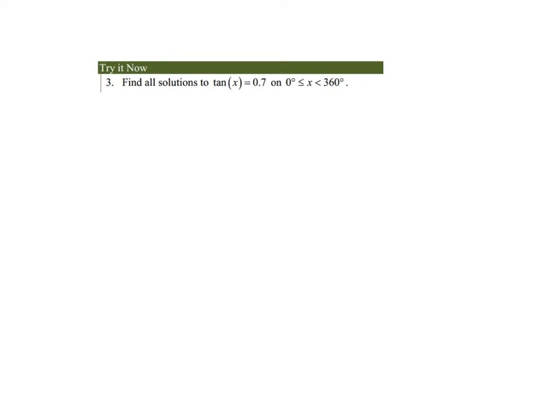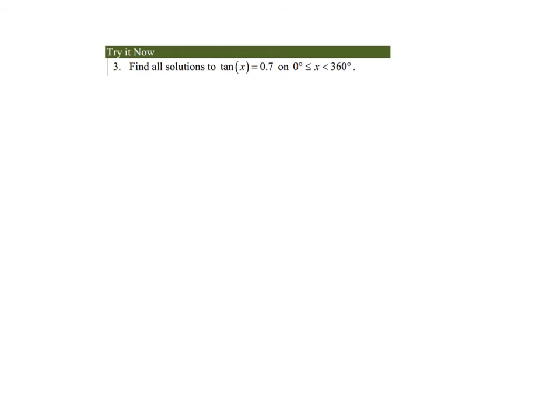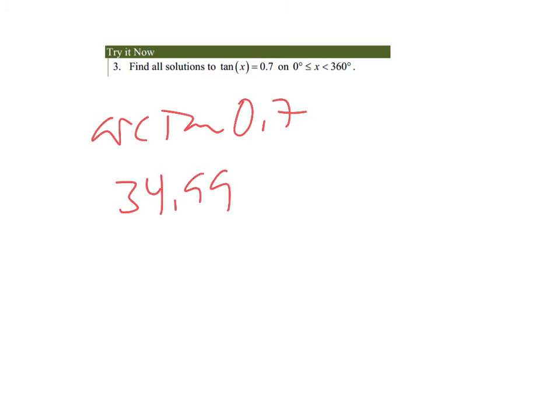Now here's something you can try. Stop the video and try it yourself. See if you can do this. It's very similar to what I just did. So I'm assuming you did that. So I'm going to do the arctan of 0.7. So let's see, oh, now I've got to be in degree mode, don't I? Mode, degree. So arctan of 0.7 gave me 34.992.